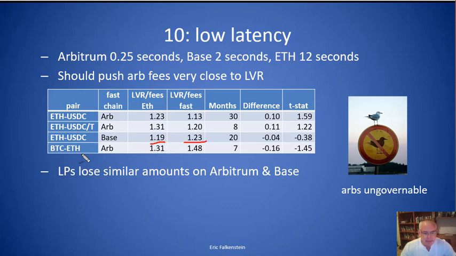And then for the BTC ETH pool, in the 7 months we have overlapping data for these pools, Arbitrum actually does worse.